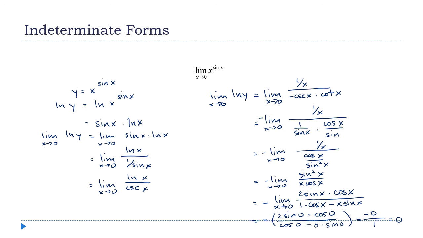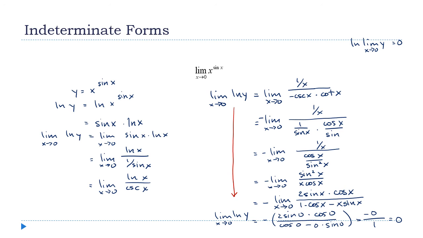But we're not done. Don't lose track. This is not y. This is the limit as x approaches 0 of the log of y. So I still have to do that step where I undo this, and I'm really out of room, so I'm going to have to squeeze in here up at the top. Make this the log of the limit as x approaches 0 of y equals 0.